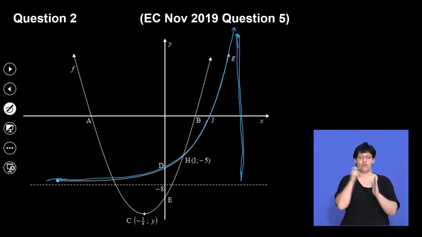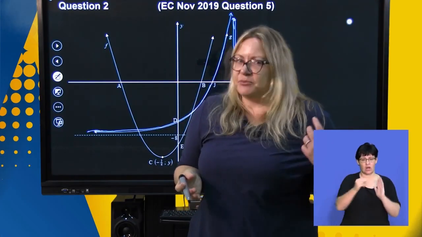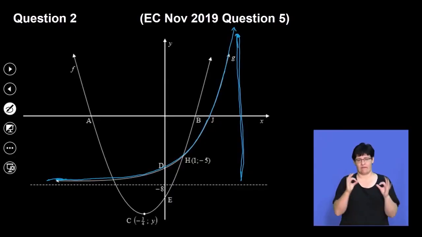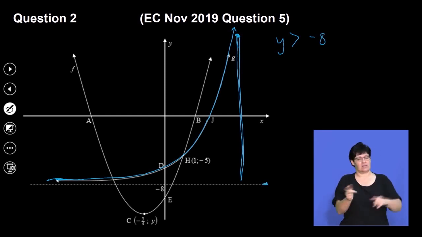So we can write an inequality. You can use an inequality, or you could use interval notation. Either would be absolutely fine. So we can say that y is all values that are greater than negative 8. We don't include negative 8, of course, because the function never actually is equal to negative 8. It approaches that asymptote, but is never actually equal to it.